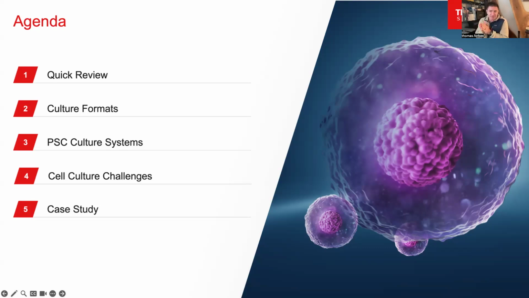I'm then going to segue into PSC culture systems, as you see down here in number 3. And we're going to talk about things like feeder-dependent and feeder-free systems. We'll talk about things like matrices and substrates, media system considerations, and I'll give a brief introduction to passaging methods as well, which we'll sort of build on from here on out over the course of the next few lectures. We'll also talk a little bit about some challenges surrounding stem cell culture.